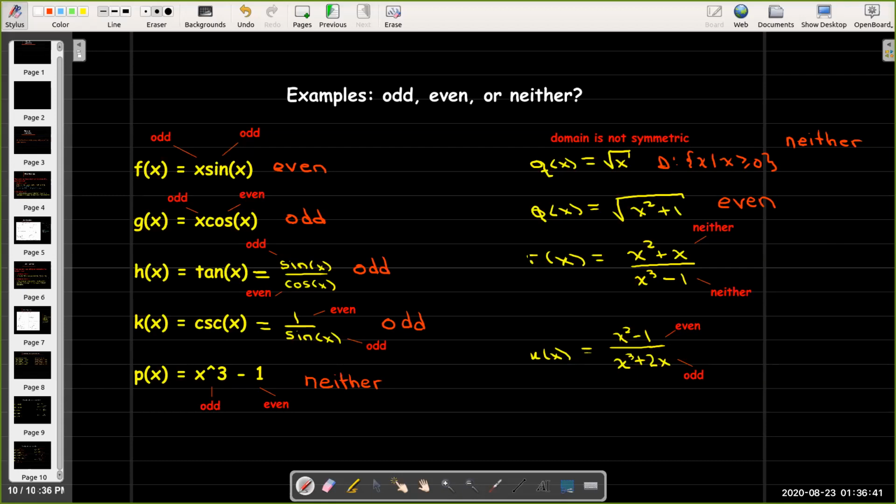Our next function is a rational function. R of x equals x squared plus x all over x cubed minus 1. In this case, neither the numerator nor the denominator is a symmetric function. We still should be careful and go back and use the definition, but in almost every case, it's going to result in neither an even nor odd function.